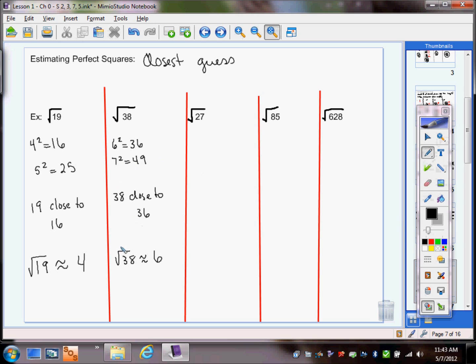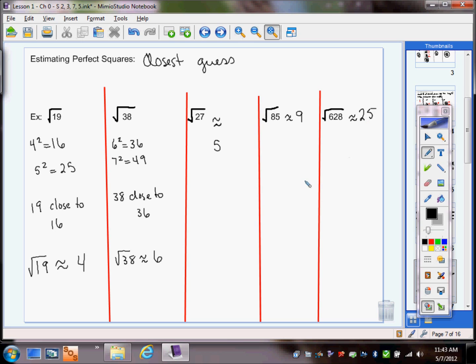Now, do you have to write all of this down? No. Right? I can look at this. I can go 27 is close to 25, isn't it? So this is approximately 5. I don't have to write all of this down. 85. Look on our list. We have 81 and 100. Which is it closer to? 81. So it's going to be about 9. And 628, well, 25 squared is 625. So this is going to be about 25.